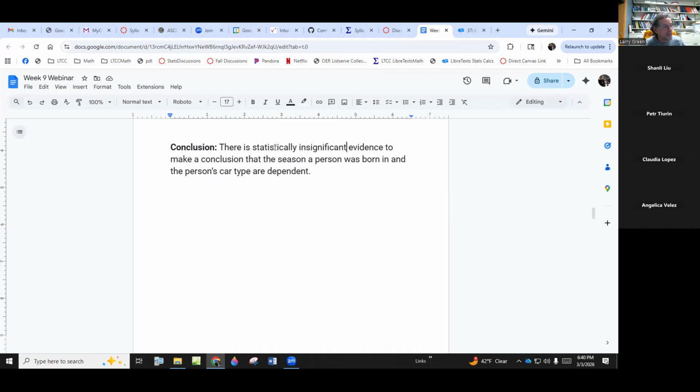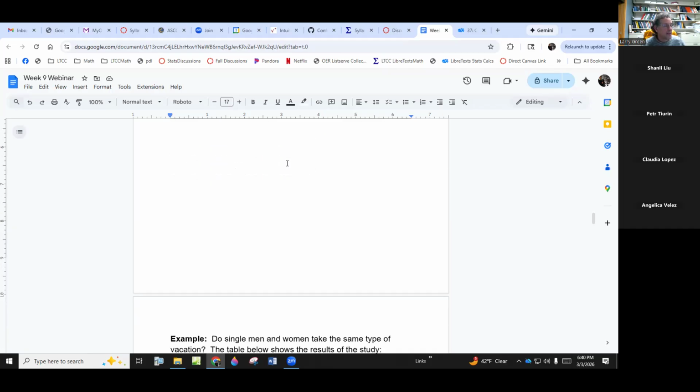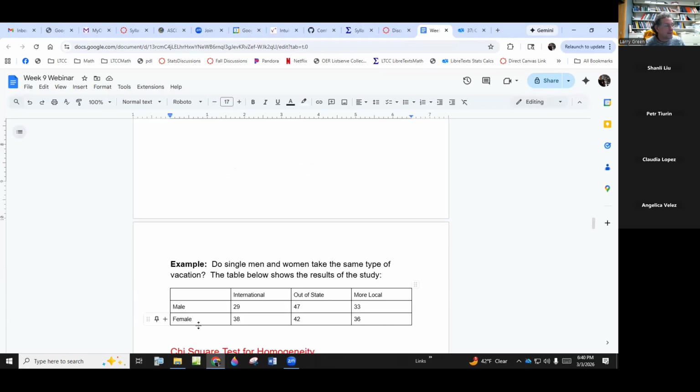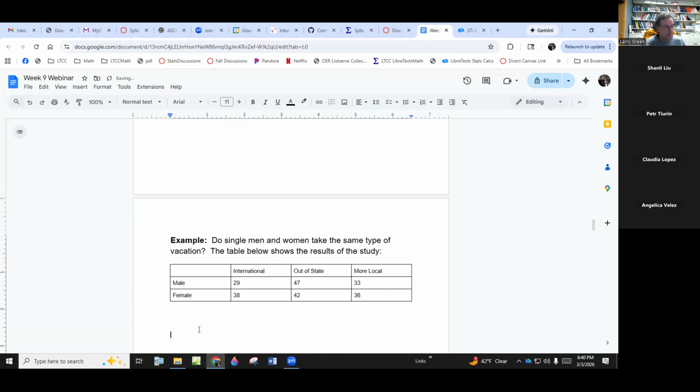Okay, should we continue on? All right, let's do another example. So, do single men and women take the same type of vacation? The table below shows the results of a study. And again, I made these numbers up, but you can imagine a study being done.